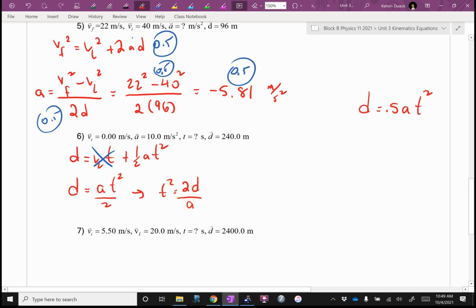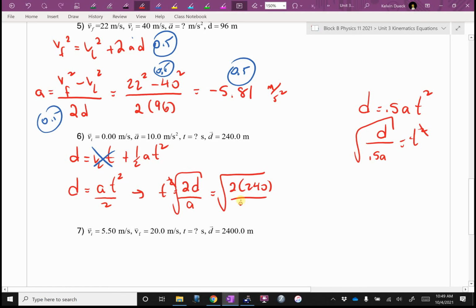How do I get rid of a squared? Or if I use this version, it would be d divided by 0.5a equals t squared. How do I get rid of a squared? Square root. Those are identical equations. It's going to be the square root of 2 times 240 divided by 10.